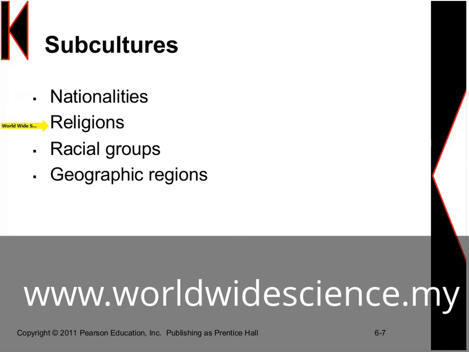In multicultural and multi-religion countries, religion is a determinant of the country. For example, Muslim people and Jewish people show different behavior in consuming, buying, and purchasing. Racial groups: race also can have an impact and create a subculture. And also geographic regions.